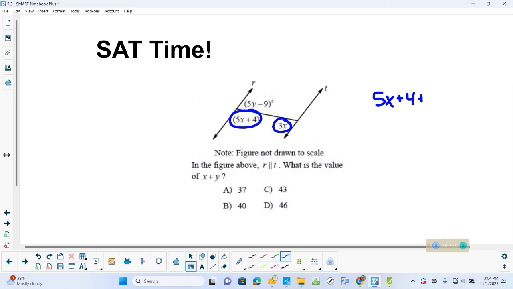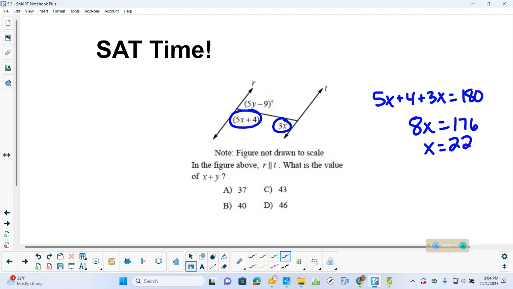A little math to do here. We got it. So of course I'm going to combine my x's, 5x, 3x, let's make it 8x. And I'm going to go ahead and subtract the 4 off. Punch that in. X equals what? 22.